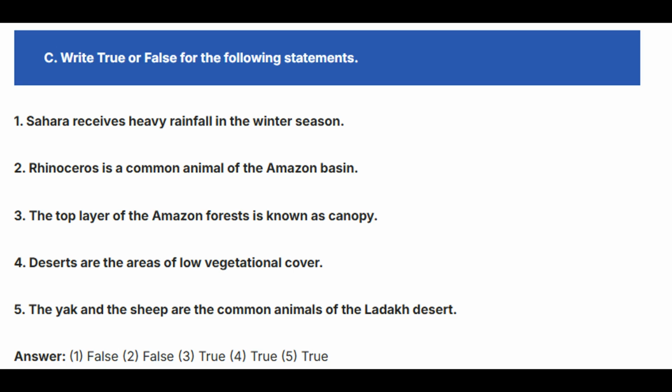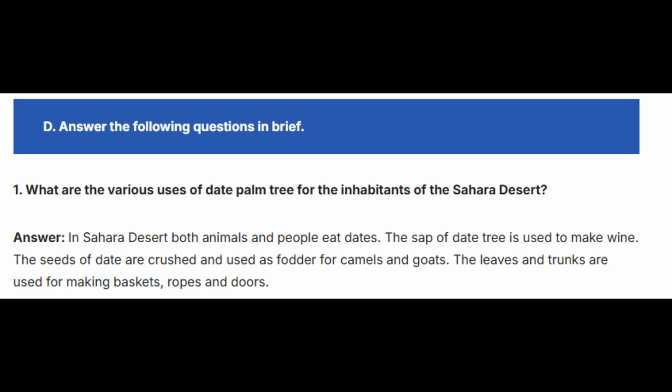C. Write true or false for the following statements. First, Sahara receives heavy rainfall in the winter region. False. Second, rhinoceros is a common animal of the Amazon basin. False. Third, the top layer of the Amazon forest is known as canopy. True. Fourth, deserts are the areas of low vegetational cover. True. Fifth, the yak and the sheep are the common animals of the Ladakh desert. True.